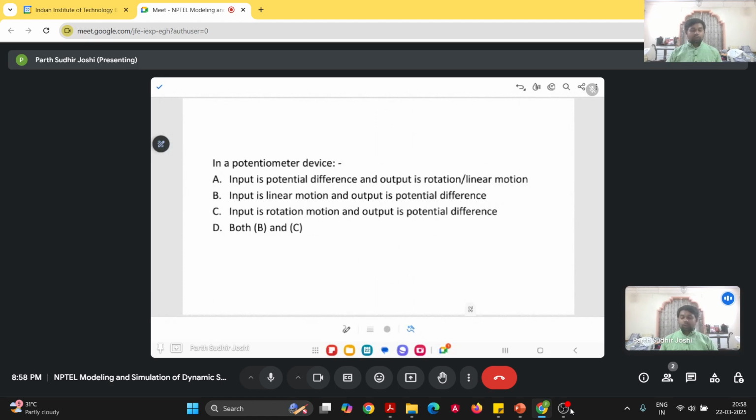So now in this question we have to select the correct option for the potentiometer. For the potentiometer, the input can be either linear motion or rotary motion, and we get the corresponding potential difference depending on the linear or rotary motion. So it can be basically the option B as well as C. So the correct answer to this question is both B and C.